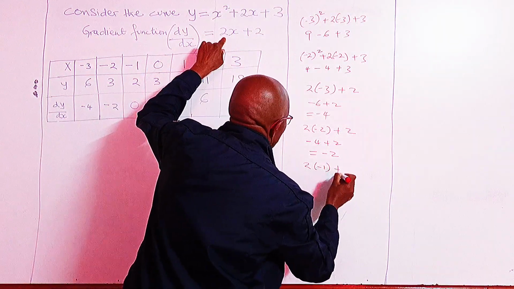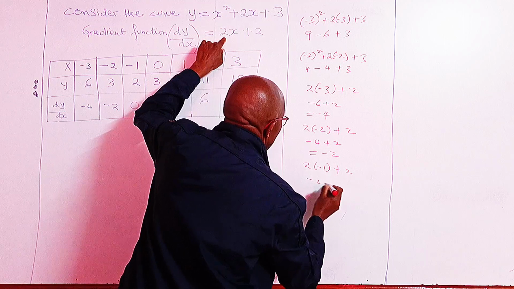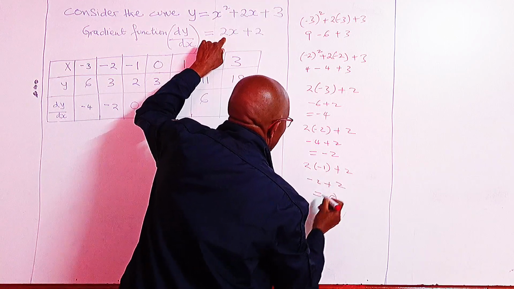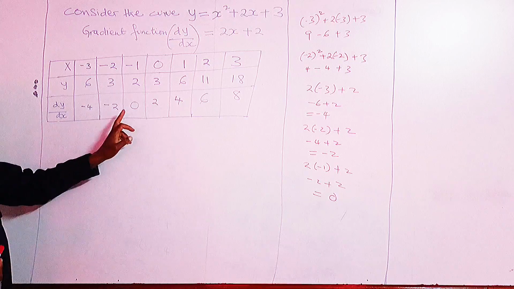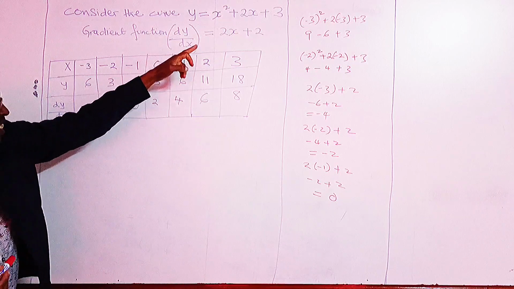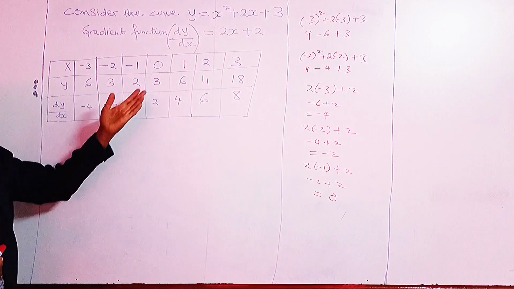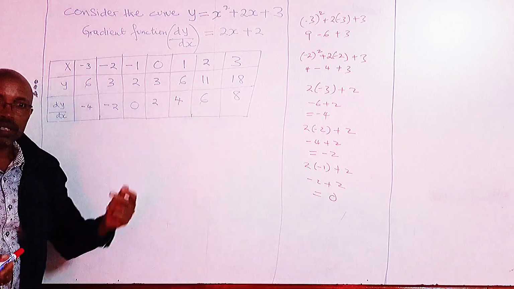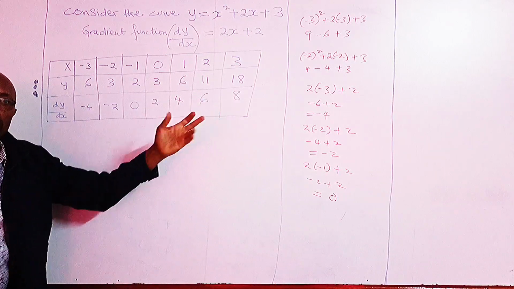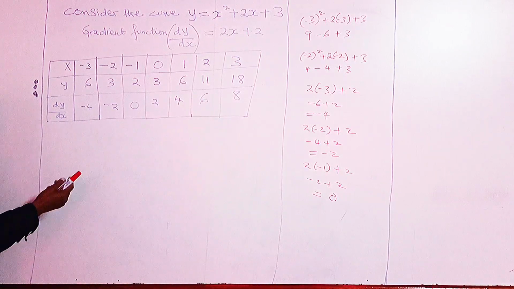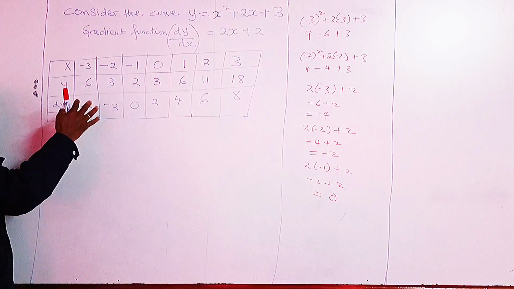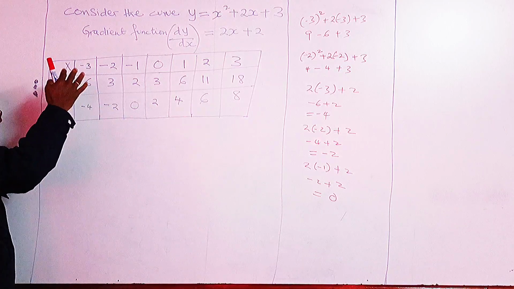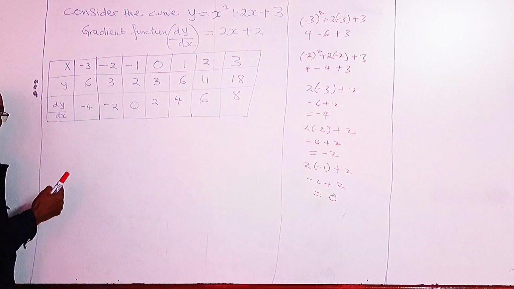Negative 1, we add 2, so this will be negative 2 plus 2, which is equal to 0. That's how we arrive at dy/dx equals 0 when our x is equal to negative 1. And then it continues up to where we have 8. That's how we get our dy/dx. Now we need to present this table as a graph.